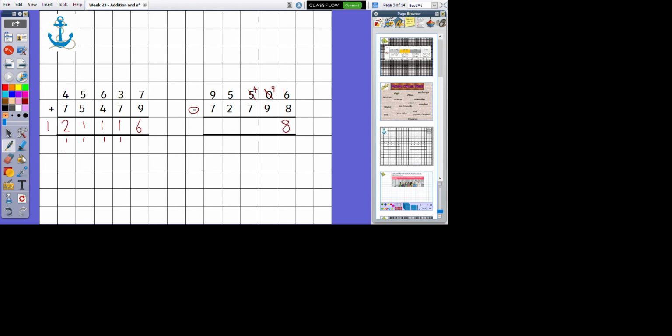Okay, then I've got 9 subtract 9, which gives me 0. 4 subtract 7, again I can't do that, so I need to exchange. So 14 subtract 7 now, so I've got 7. 4 subtract 2 is 2, and 9 subtract 7 is 2. So this time I've got 22,708. Hopefully you all got those correct.